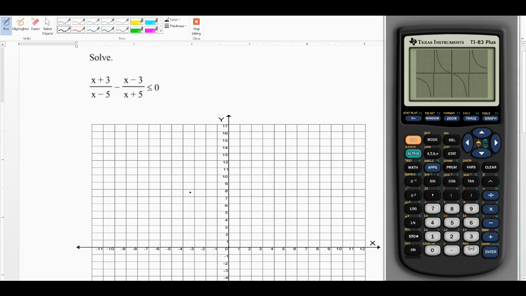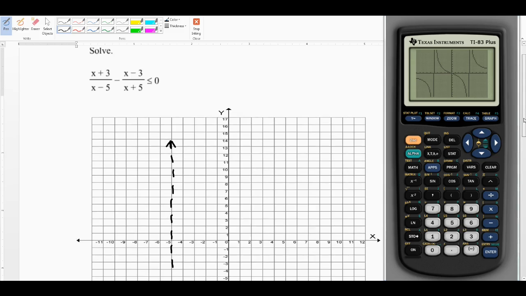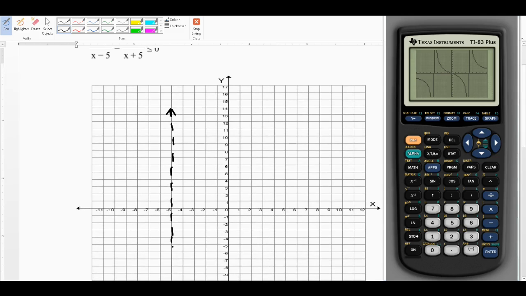So you can't have 0 on the bottom, so that means that x equals 5 is not part of the solution, that vertical line. So when I draw it in my graph, I'm going to use a dotted line just to show you that. And same thing for x equals -5. It's a broken line.